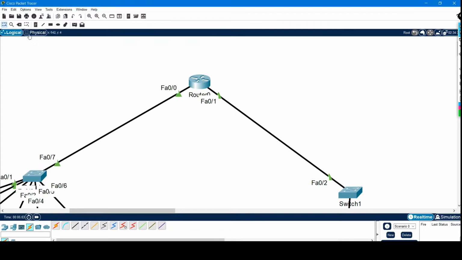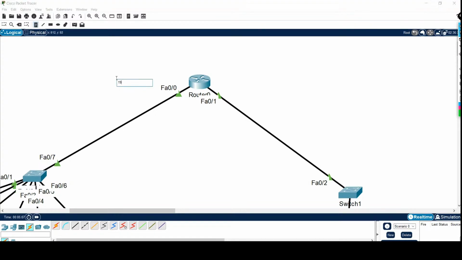So what will the router do? The router will calculate the network ID. Here the network ID will be 192.168.10.0 and here the network ID will be 192.168.10.0. So that's why the IP address is overlapping.